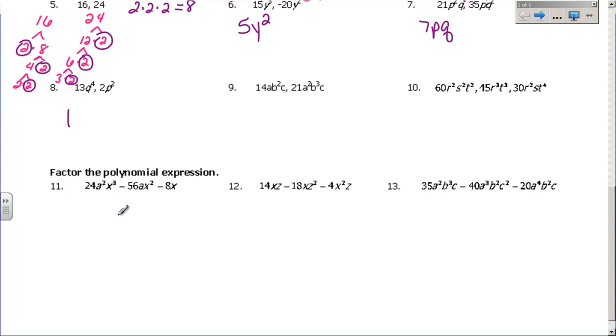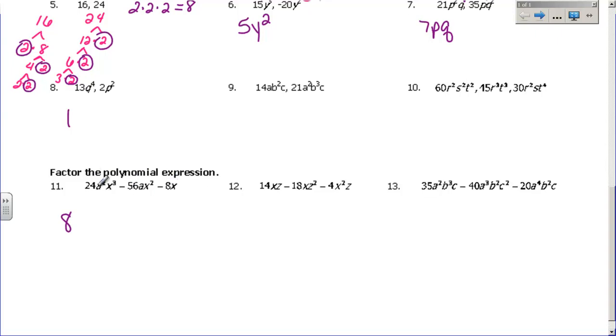So I'm going to split this up, and the first thing I'm going to do is find the greatest common factor. This one has 3 numbers. You can still do the factor trees and find out what they have in common, or you can just think about it. Okay, so I have 24, 56, and 8. The greatest common factor of those 3 numbers is going to be 8. You can do your factor trees to test, but 8 will go into all 3 of those numbers, and it's the biggest one that goes into all 3.